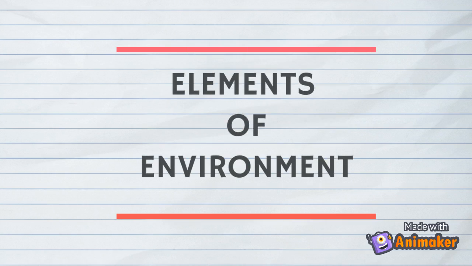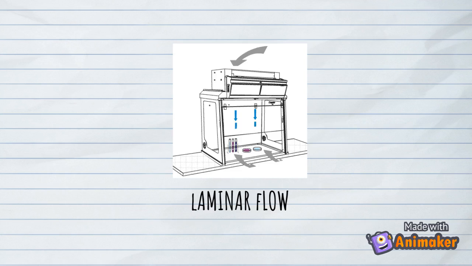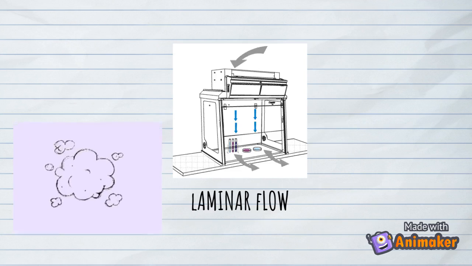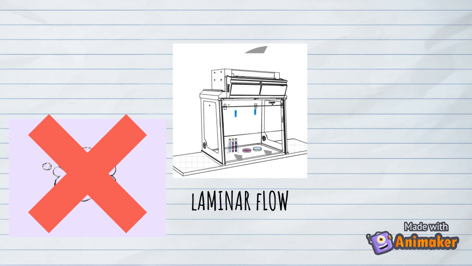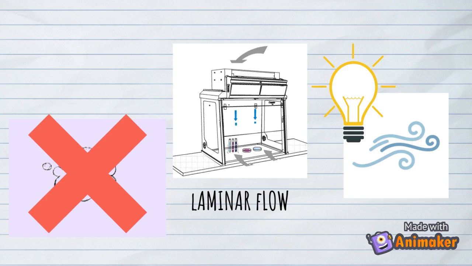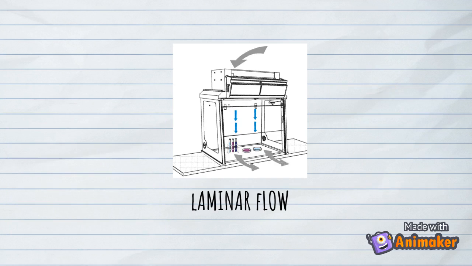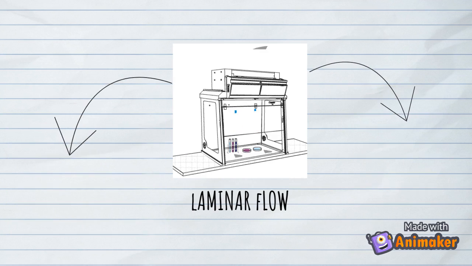The first element of aseptic environment is laminar flow. The workspace is protected from dust and contamination by a stable flow of filtered air passing over the work surface. There are two main types of flow, which are horizontal flow and vertical flow.